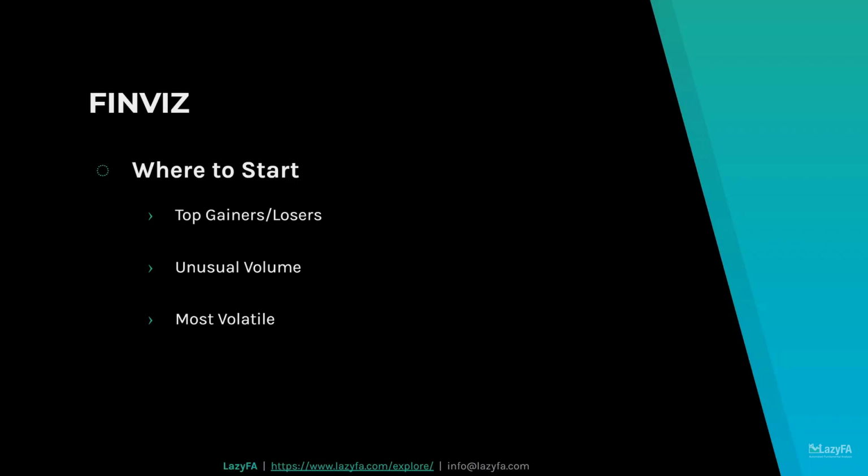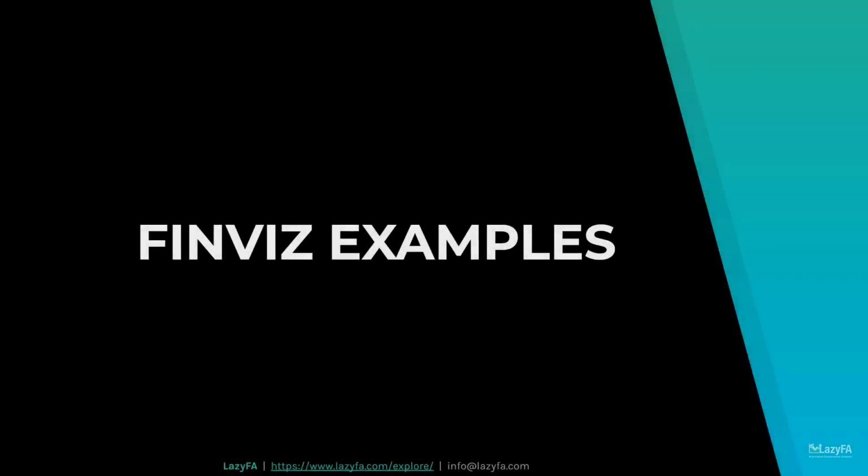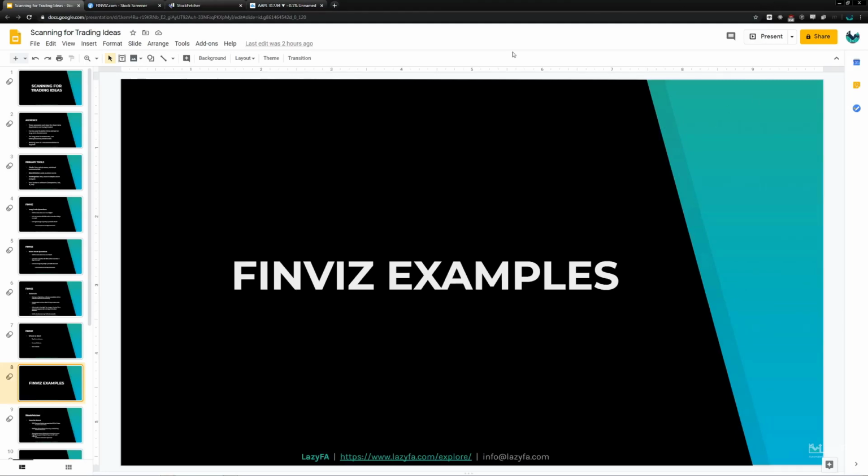So where do we start? Where do we find these opportunities? Well, there's 3 different places, and we're going to look at them in just a moment. Number 1 is the top gainers and losers list, which is right on the Finviz homepage. And then there's 2 other screens that I use on Finviz, which are just built-in screens. One is the screen for unusual volume, and the other one is the screen for the most volatile stocks. So let's look at a few examples of these.